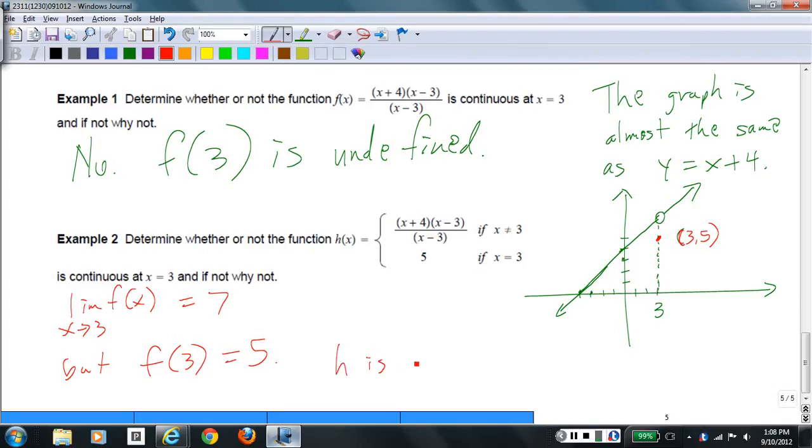So h is not continuous at x equals 3. Is this a jump discontinuity or a removable discontinuity? Removable? Let's remove it then.